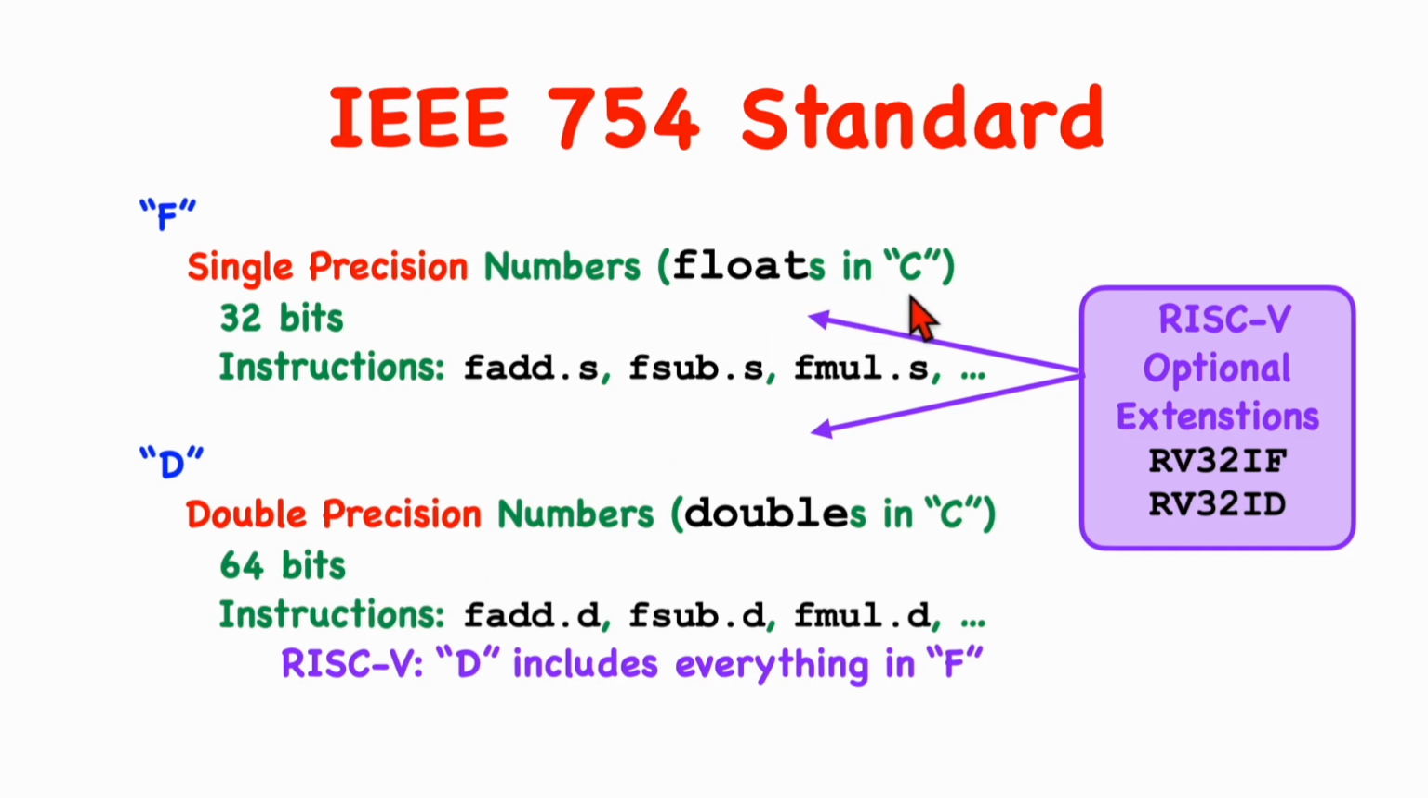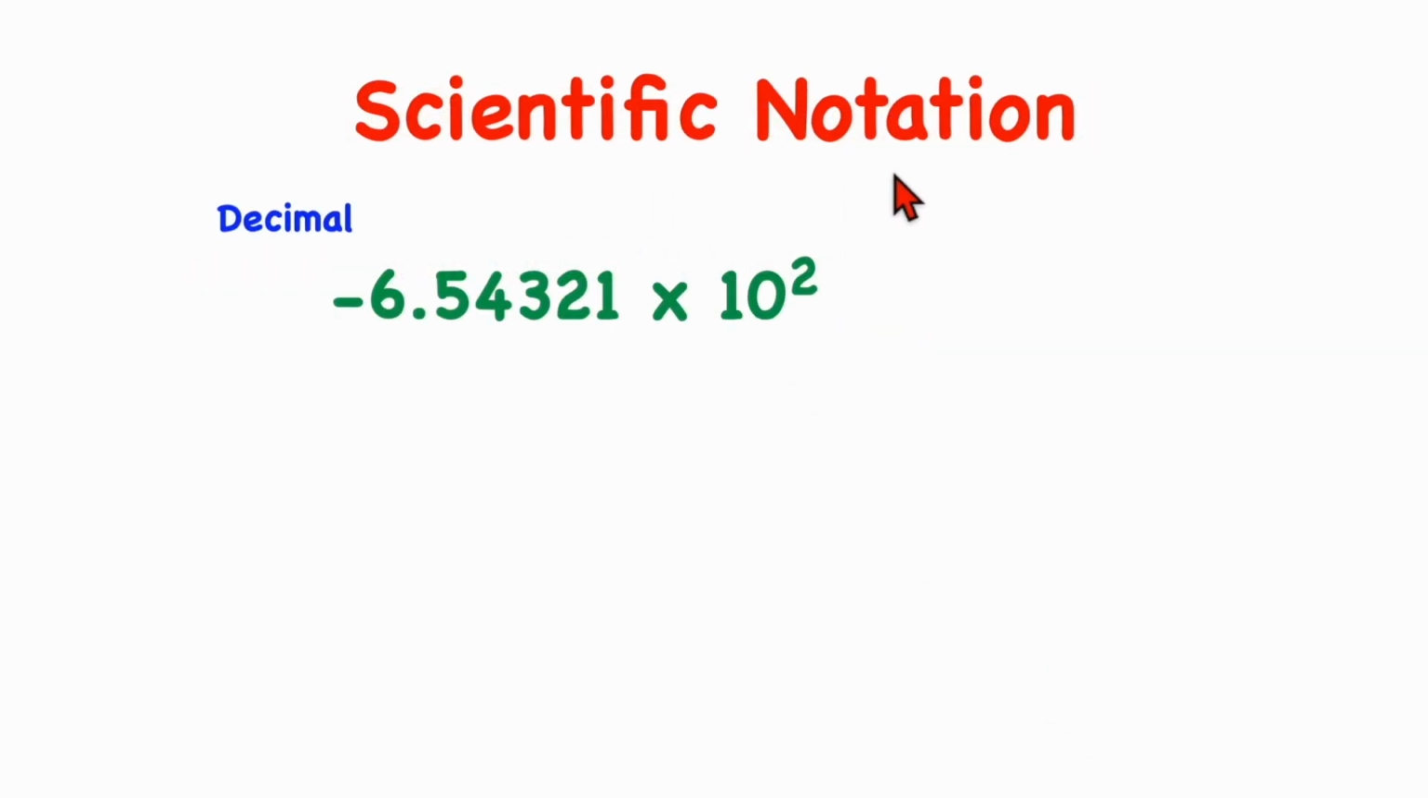When you use the C programming language and you create a float variable, that would be single precision, and a double variable would be a double precision floating point number. And for RISC-V, the floating point instructions all begin with an F, and for single precision, they end with a .s suffix, and for double precision, they end with a .d suffix. In RISC-V, if you have the double precision, then it is required that you also implement the single precision extension, so D implies F.